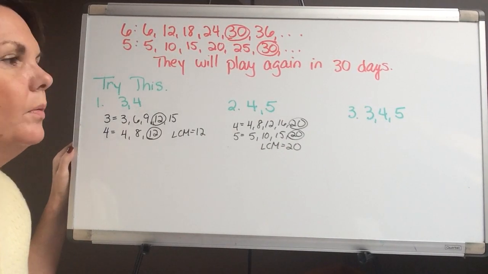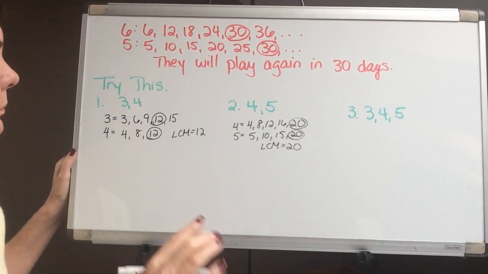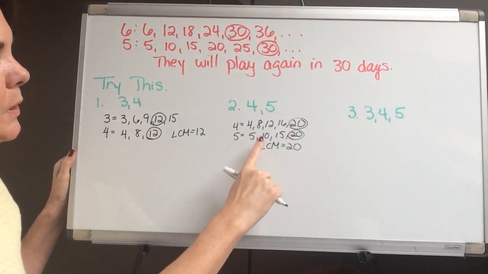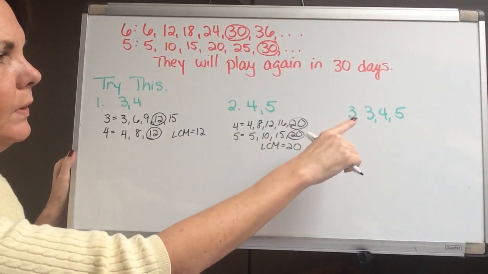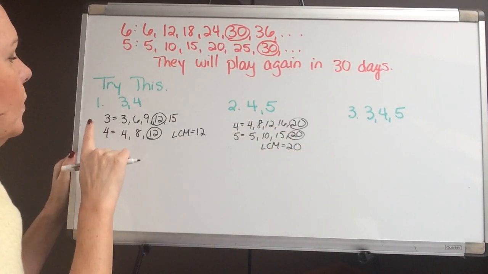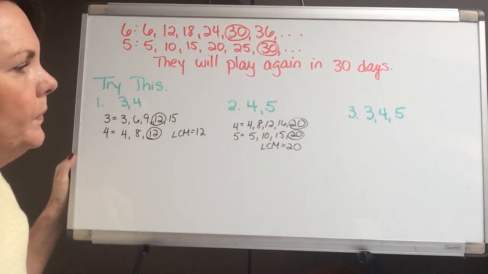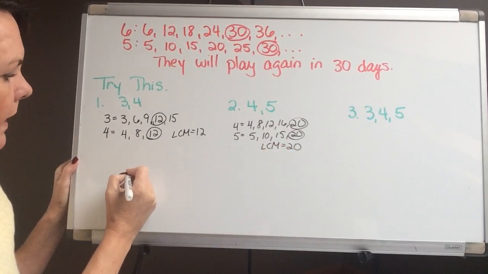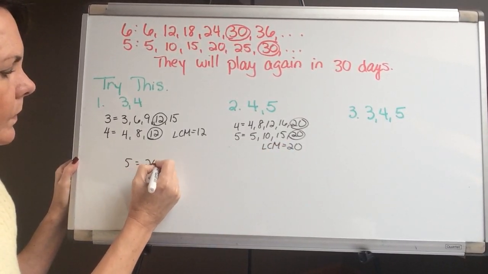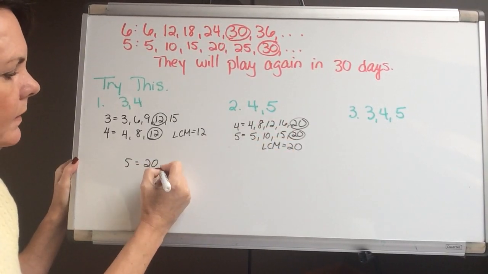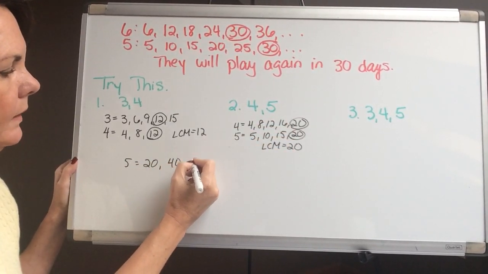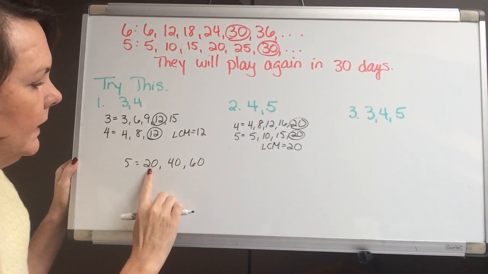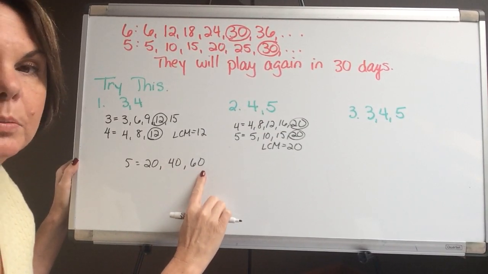Now if we look at 3, 4, and 5, we know between 3 and 4 is 12, and between 4 and 5 is 20. So really, what I want to find out is when they will have a common multiple. If I think about my 5s and 4, it's going to be 20. And then if I double that, 40. If I double that, 60. So I know that 4 is also a multiple here, and it'll be a multiple here as well.